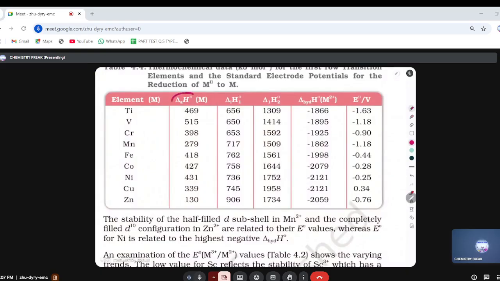What is given in the tabular column? Now, this is enthalpy of atomization, which we have discussed yesterday itself. And this is first ionization energy and second ionization energy. And this one is regarding the hydration enthalpy. Hydration enthalpy. And this is what I am concerned about now.